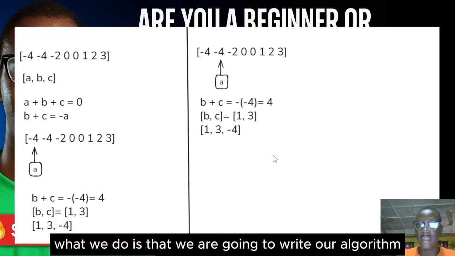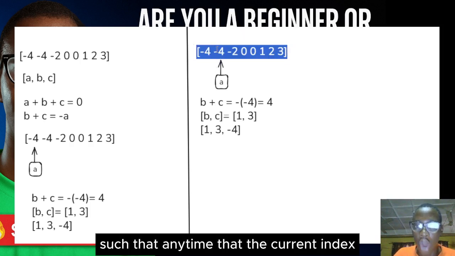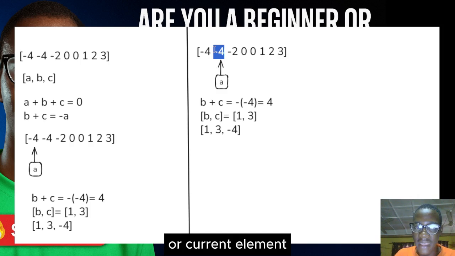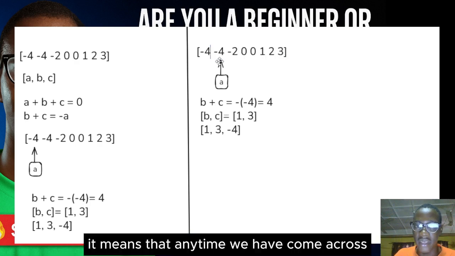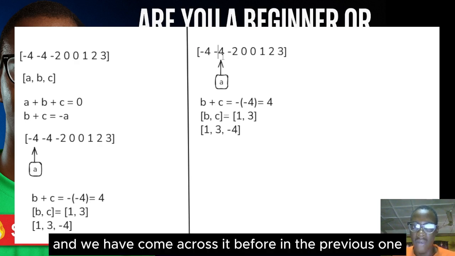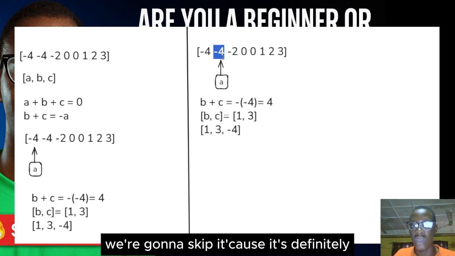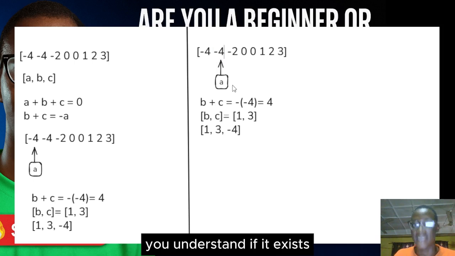So what we are going to do is write our algorithm such that anytime the current index or current element, this a, is equal to the previous element, we skip it. Meaning that anytime we come across a current element, and we have come across it before in the previous one, we're going to skip it because it's definitely going to give us that same set of triplets. You understand?